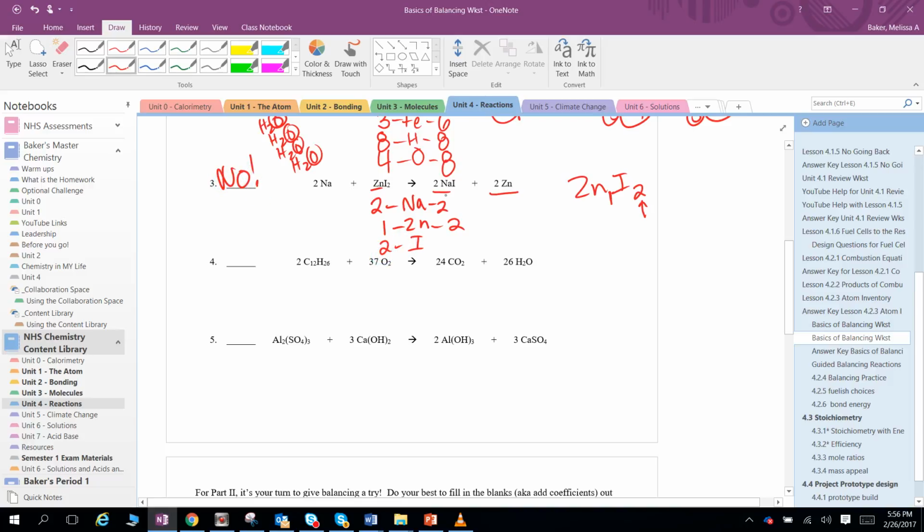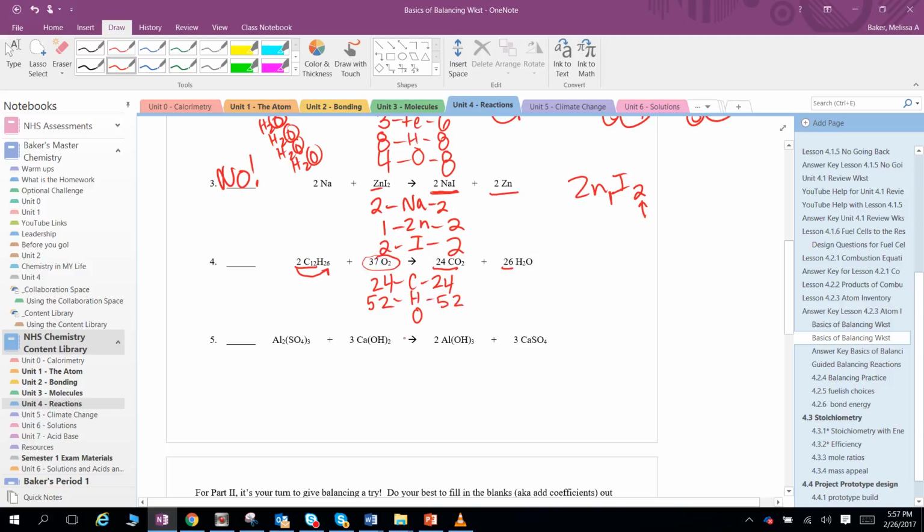For the iodines, there's 2 on the left, and this 2 carries all the way through here, so there's 2 iodines on the right. We've got carbons, hydrogens, and oxygens in number 4. 2 times 12, we've got 24 carbons on the left and 24 on the right. Hydrogens, 2 times 26, what is that? 52 hydrogens on the left, and 26 times 2, 52 hydrogens on the right.